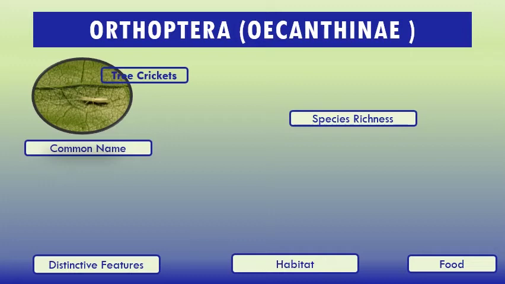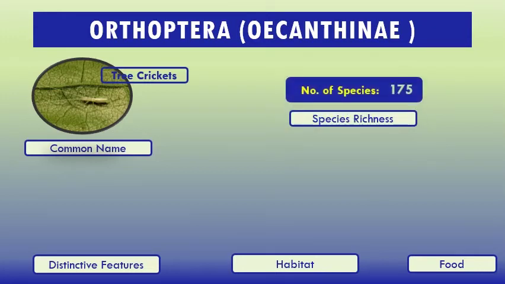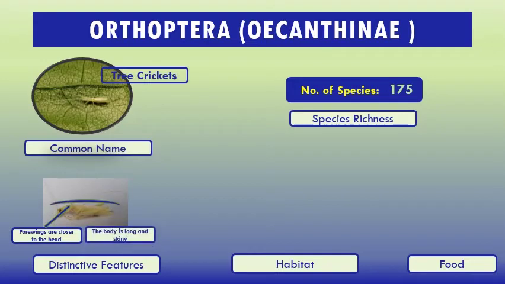The males tend to have broad front wings. Most are quite vocal. They are found throughout the world, but are most numerous in Africa and South America. Species richness: about 175 species are known. Now distinctive features: four wings are closer to the head. Here it is. The body is long and skinny.